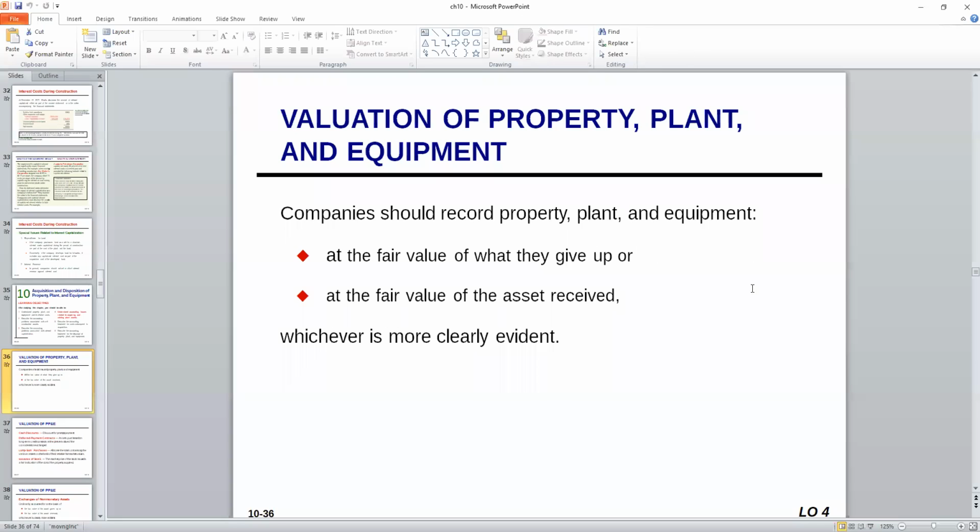So there are a multitude of ways that I might acquire property, plant, and equipment. I might pay cash for it, or I might exchange assets for it. This section talks about how to value the property, plant, and equipment I acquire through acquisition. The goal should be to record property, plant, and equipment at the fair value of what was given up or the fair value of the asset received, whichever is more clearly evident.